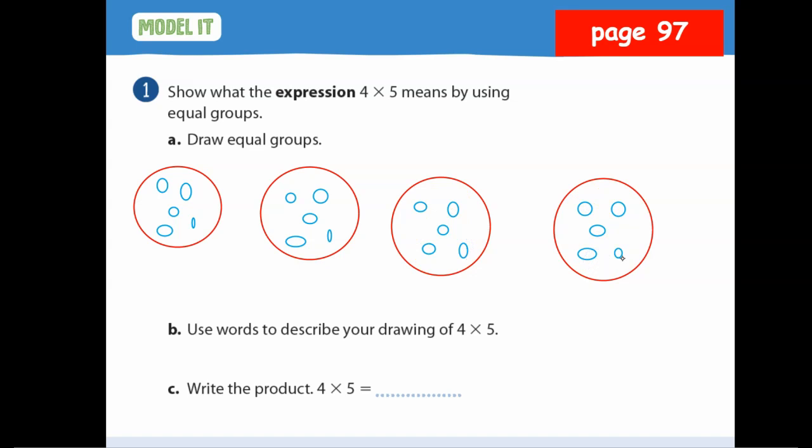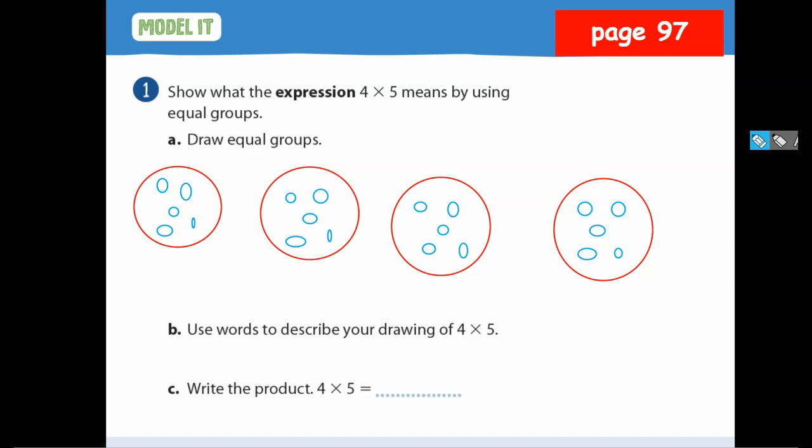The question was, show the expression 4 times 5 by using equal groups. Draw equal groups. That's it. That's all they needed. It says use words to describe your drawing. Okay. There are 4 groups of 5 each.